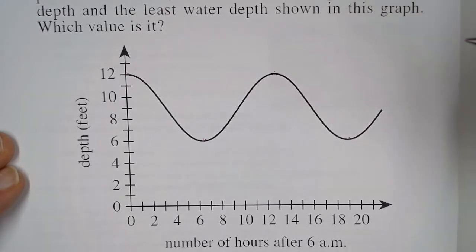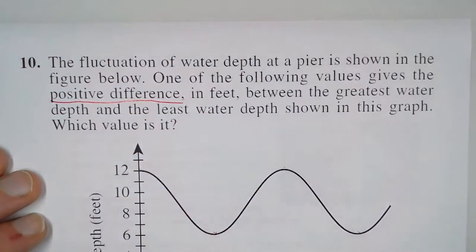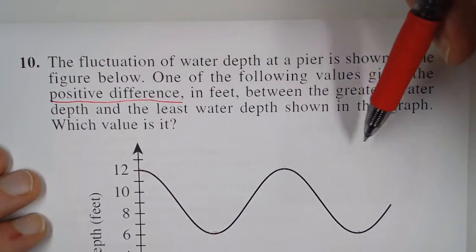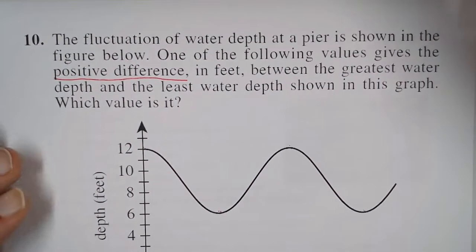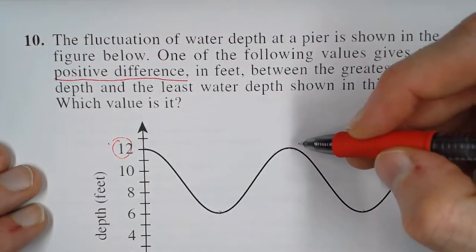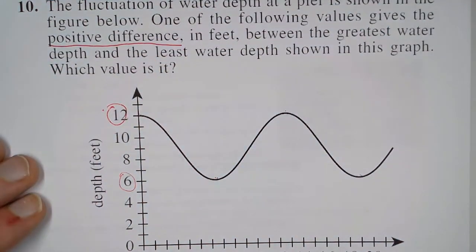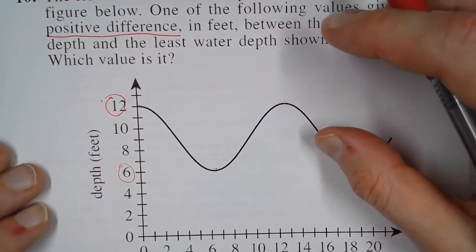Now the question is, what do we want? The positive difference, so we want a positive number, between the greatest water depth and the least water depth. So what's the greatest water depth? That would be 12. That's the high point on the graph. What's the least water depth? 6. So we want the difference between 12 and 6.